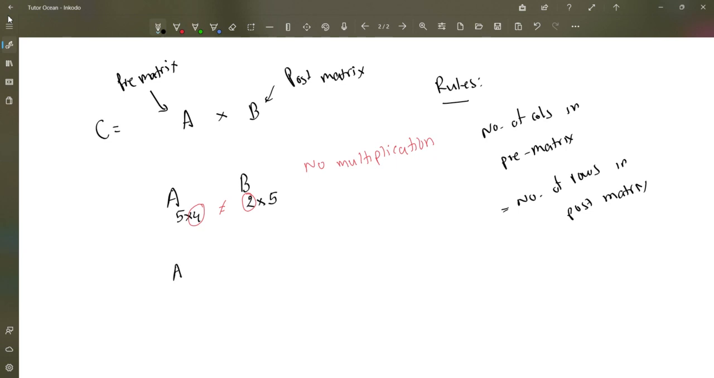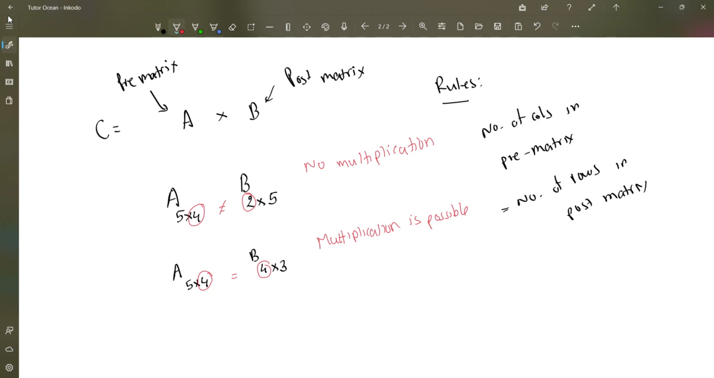Okay, let's move on to another pairing. A has the dimension 5 into 4 and B has the dimension 4 into 3. Let's look at the number of columns in the first matrix, the pre-matrix, that's 4, and the number of rows in the post-matrix is also 4. Since these two numbers are equal, multiplication is possible.